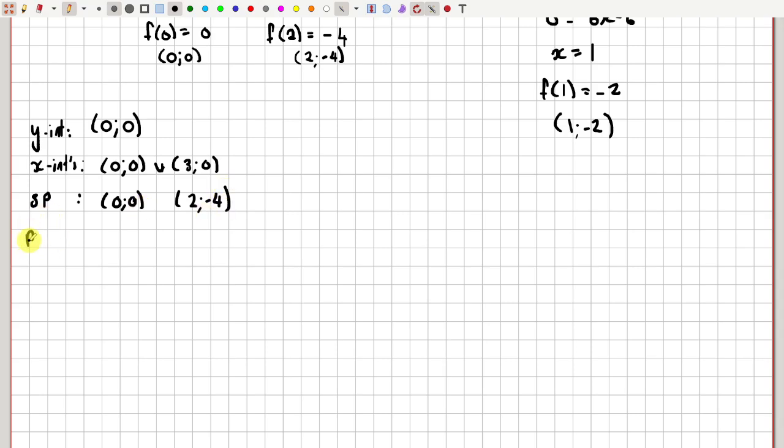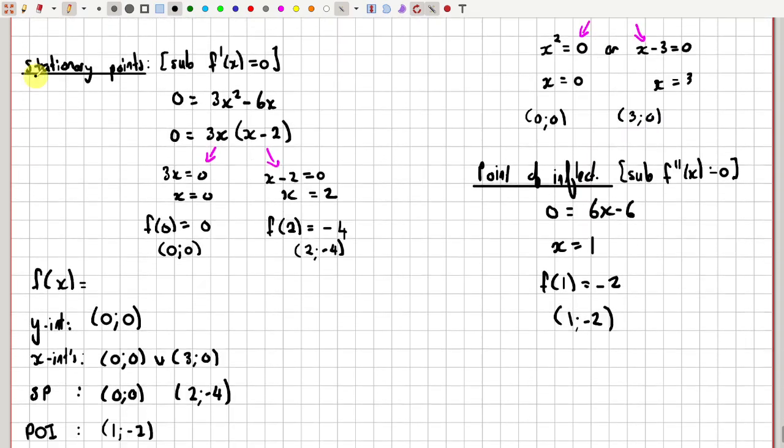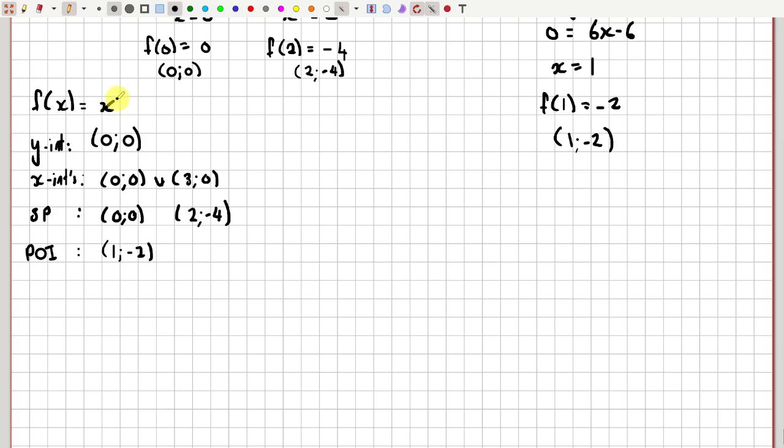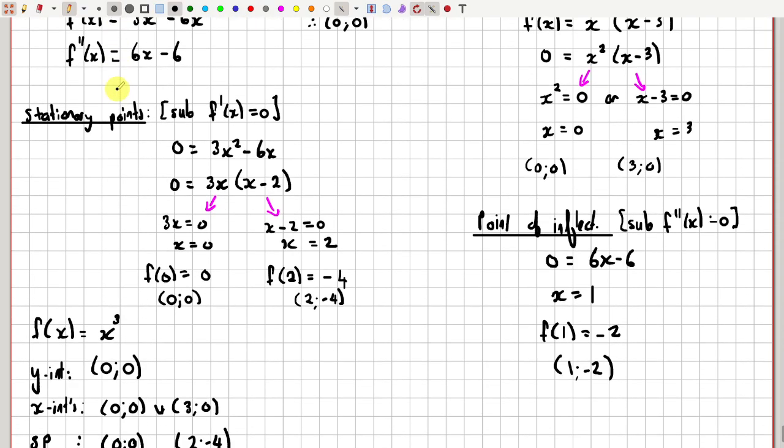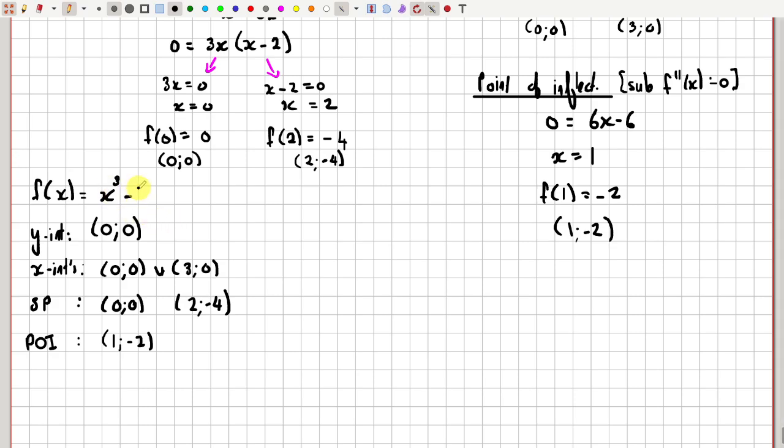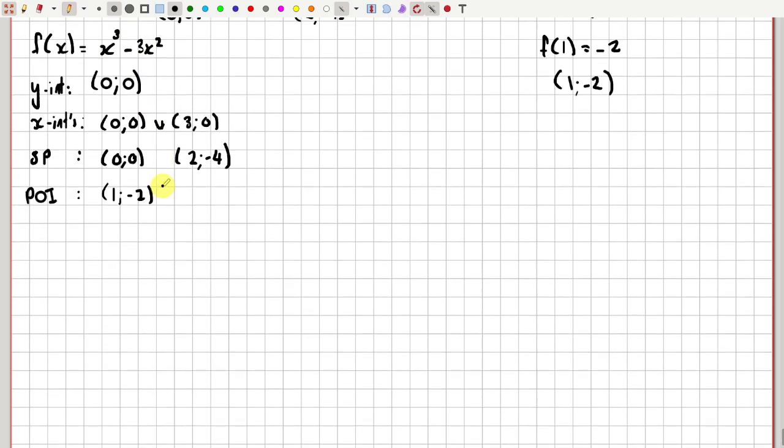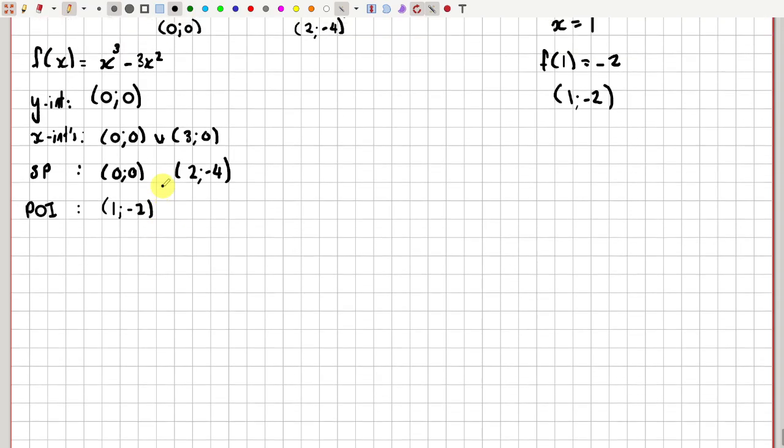And then we've got the point of inflection. Please make sure you understand this is point of inflection. I'm using that notation at this stage; we also use it for point of intersection, but this is point of inflection. And we got that this was (1, -2). So the last thing that we need the original equation for is to determine how the shape of the function looks.